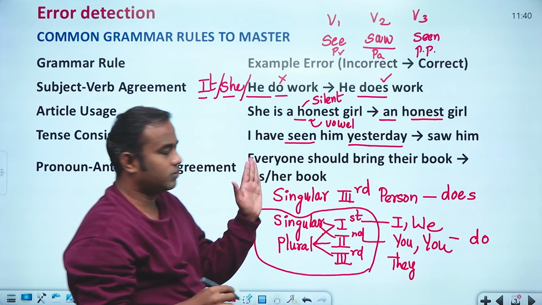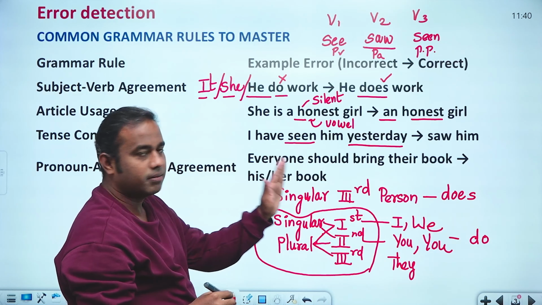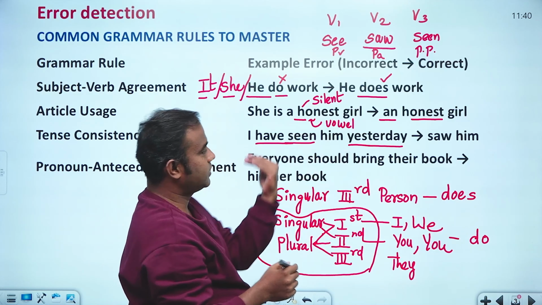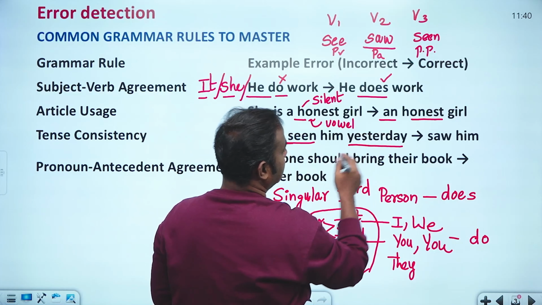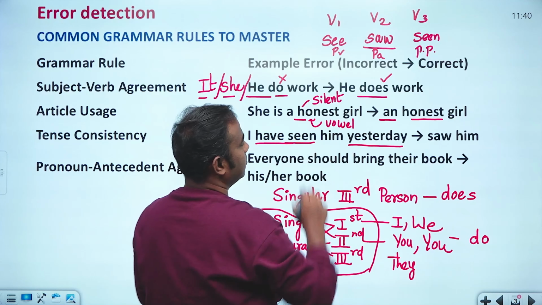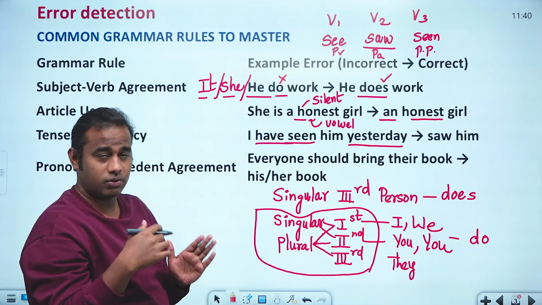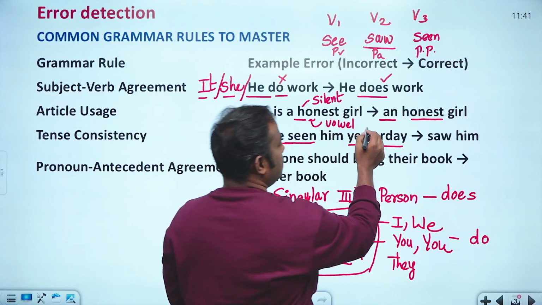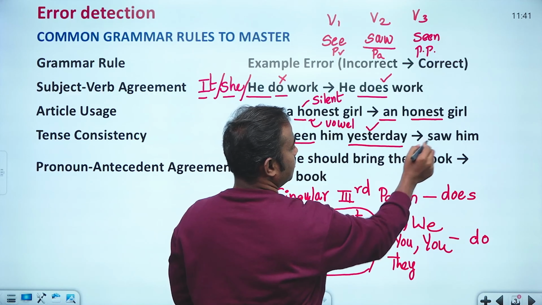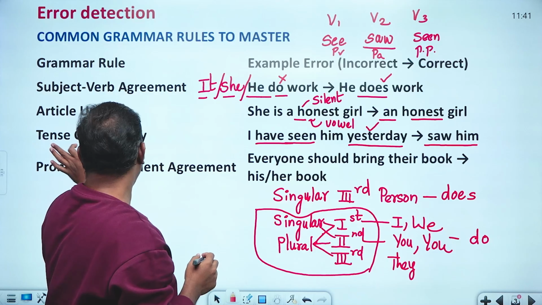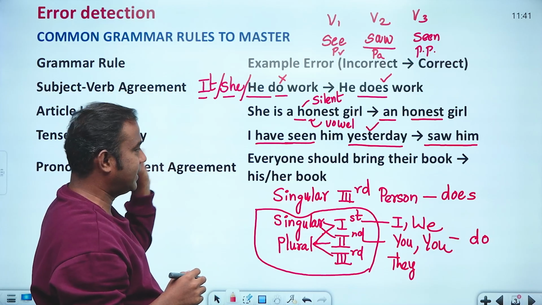So hence what will happen here? I saw him yesterday. Since you used yesterday here, it is different from I have seen him. I have seen him yesterday is different. Since you have used the word yesterday here, it comes like this. These are small mistakes. This is called tense consistency.